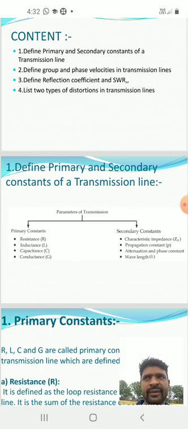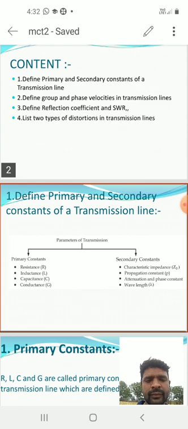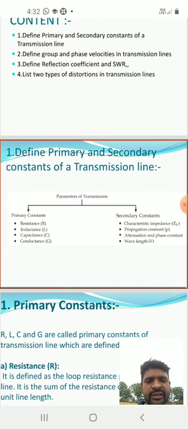Primary constants are resistance R, inductance L, capacitance C, conductance G. Secondary constants: characteristic impedance Z0, propagation constant P, attenuation and phase constant, and wavelength.